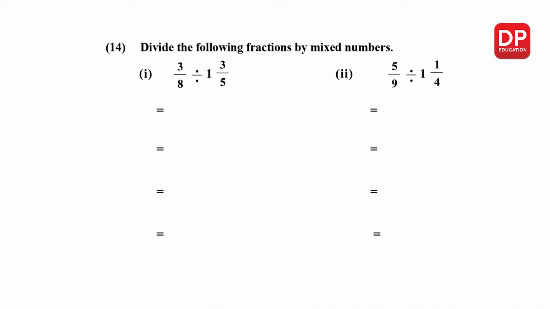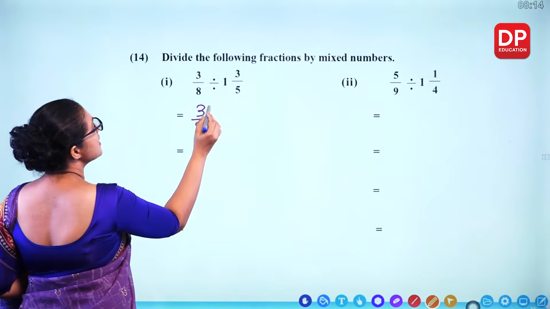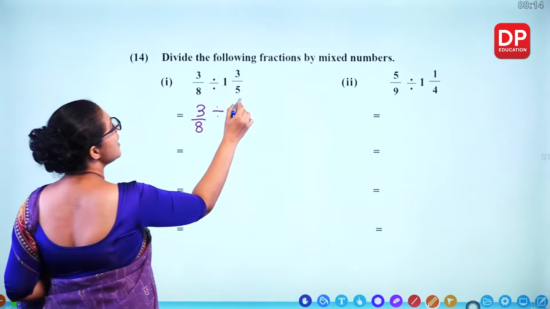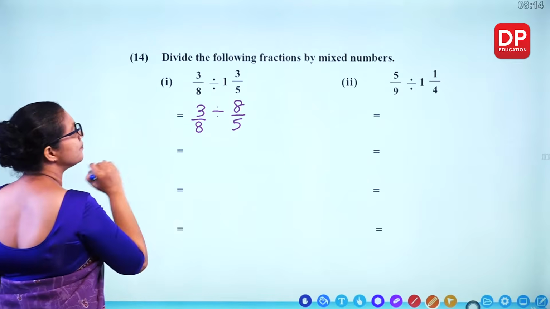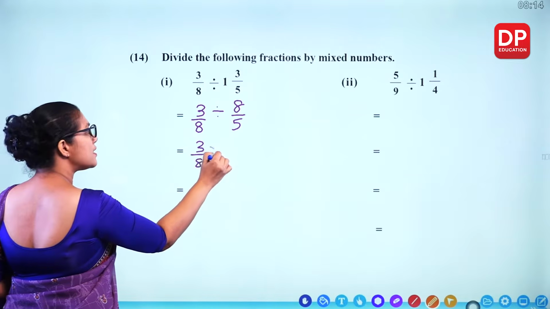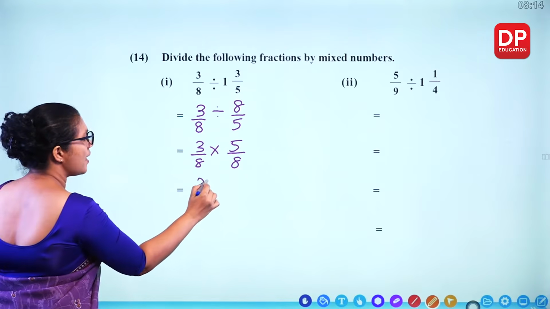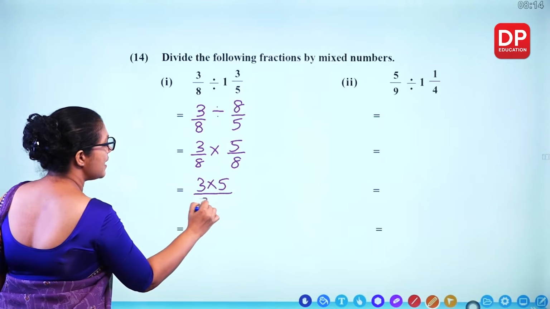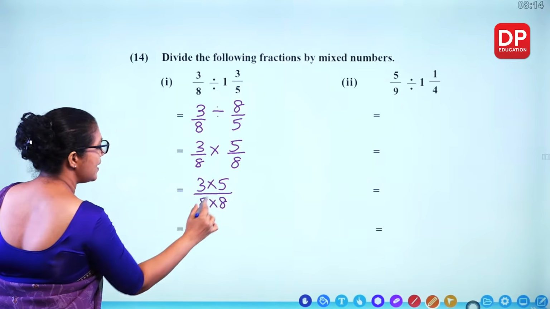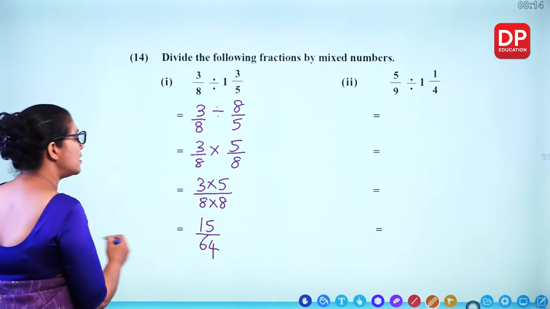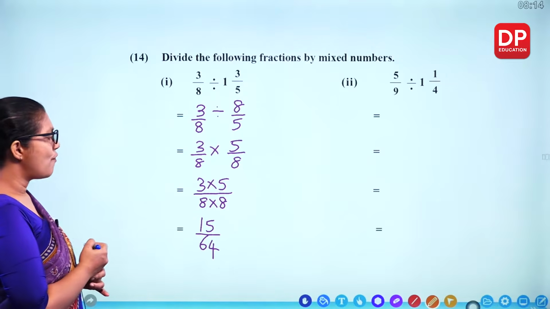This one, 3 over 8 divided by 5 times 1, 5 plus 3, 8 over 5. So 3 over 8 multiplied by its reciprocal. Now multiply the numerator separately, denominator separately. So you get 15 over 64.